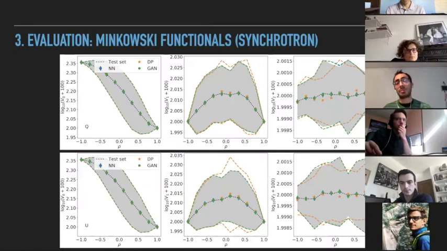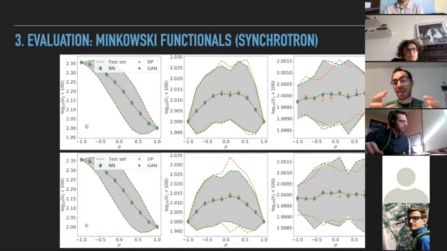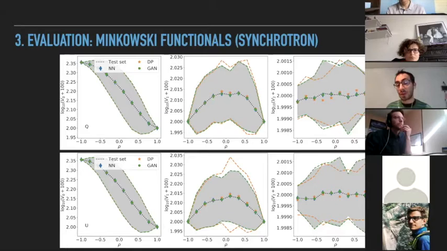You can also evaluate the Minkowski functionals. I don't know if you are familiar with them, but you evaluate the area, the connectivity, and the perimeter of the image scaled within a certain range, and then as a function of this threshold you evaluate them. Essentially these are the three Minkowski functionals that refer, as I said, to the area, the perimeter, and the connectivity.